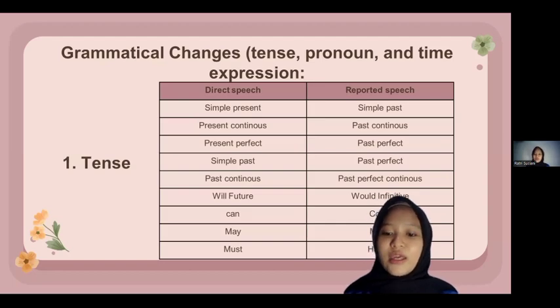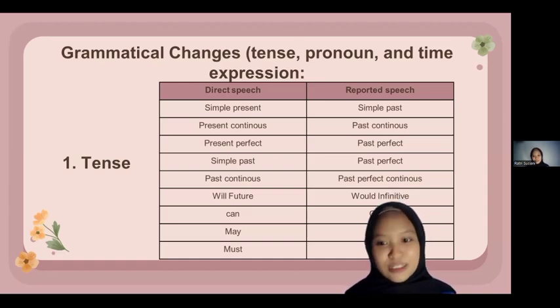And when we write direct speech using present continuous, to change to reported speech, we use past continuous. Likewise, present perfect changes to past perfect, simple past to past perfect, and past continuous to past continuous.